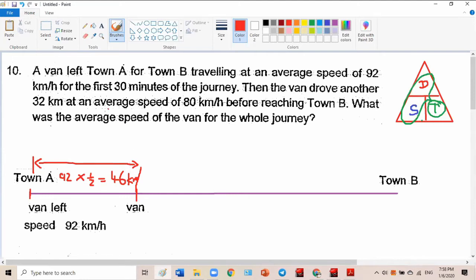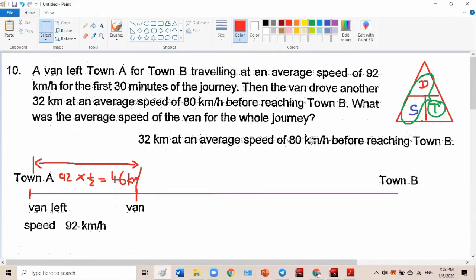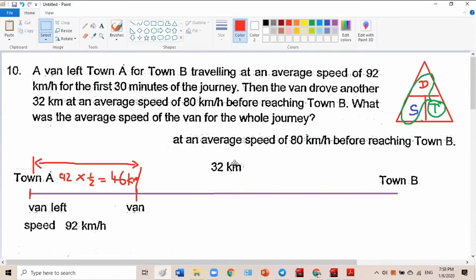Then the van drove another 32 km at an average speed of 80 km per hour before reaching town B. Wow, one whole mouthful. Give me a minute. We have a lot of clues here, right? Then he drove 32 kilometers. We know the whole distance between town A and town B already, right? It's 78. You know already, isn't it? 46 plus 32.